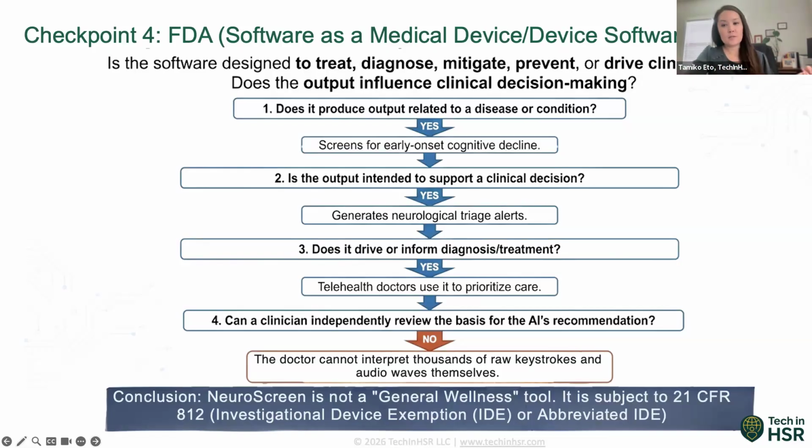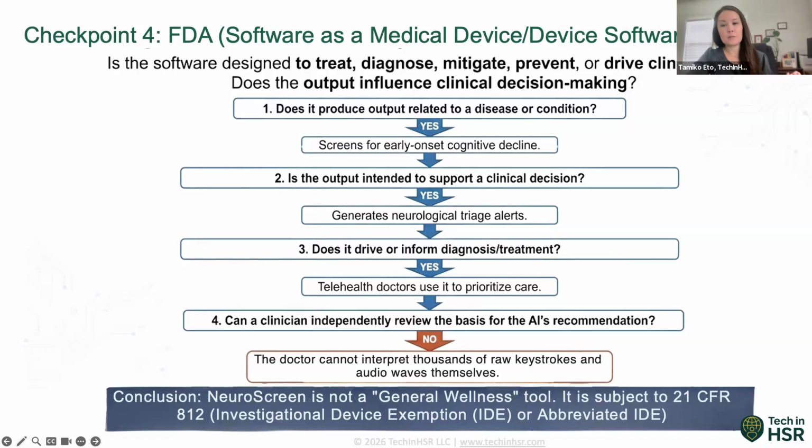So that means that NeuroScreen is not a general wellness tool. It is not a communication technology. It is software as a medical device subject to 21 CFR 812 and therefore subject to those investigational device exemption regulations. Or it could be abbreviated IDEs depending on various scenarios.